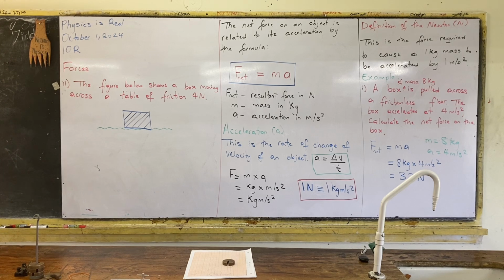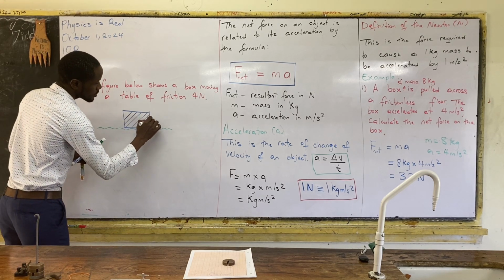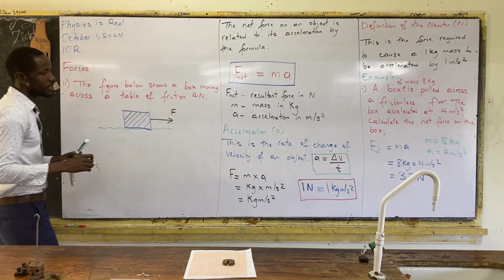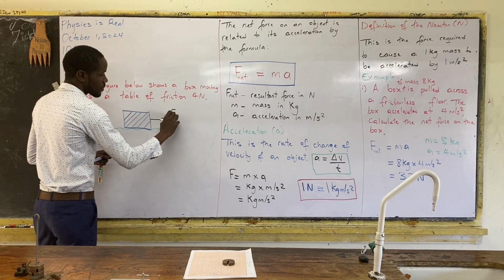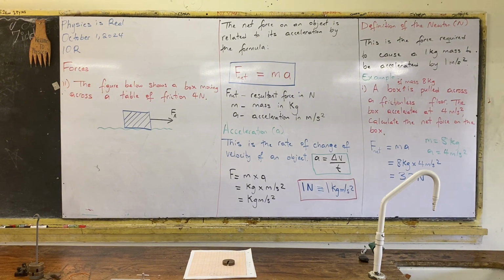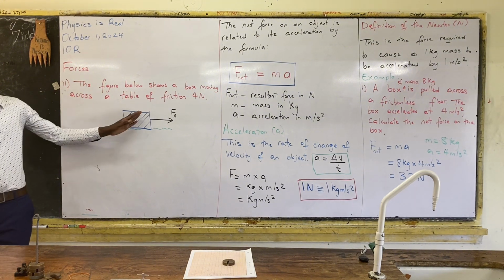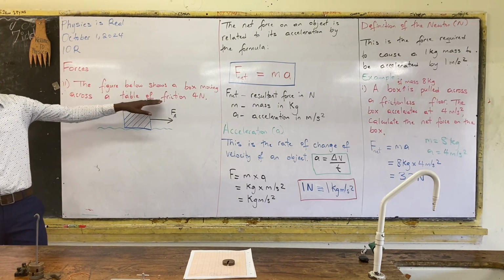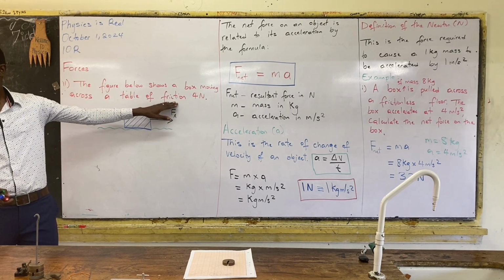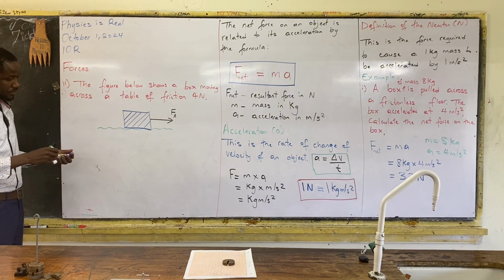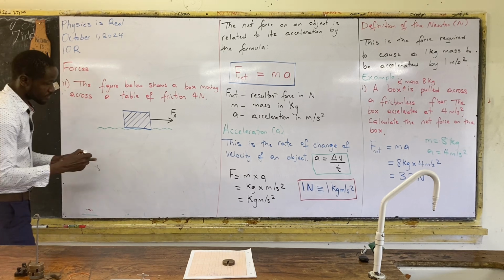All right? Now, let's say we're going to have a force. Let's say we call this force FA. So we have a force acting on this box to move it across the table. But again, we say that there is a friction between the table and the box of 4 newtons. So let's say we represent that here. So we're going to use black again.